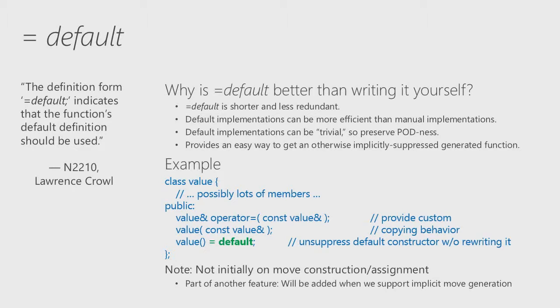And this is more than just a convenience feature. It is convenient, it's shorter and less redundant. But there are actually performance implications and semantic implications of doing this. First, the equals default implementation provided by your compiler might be faster in some cases than what you could write by hand. That's an important, attractive feature.